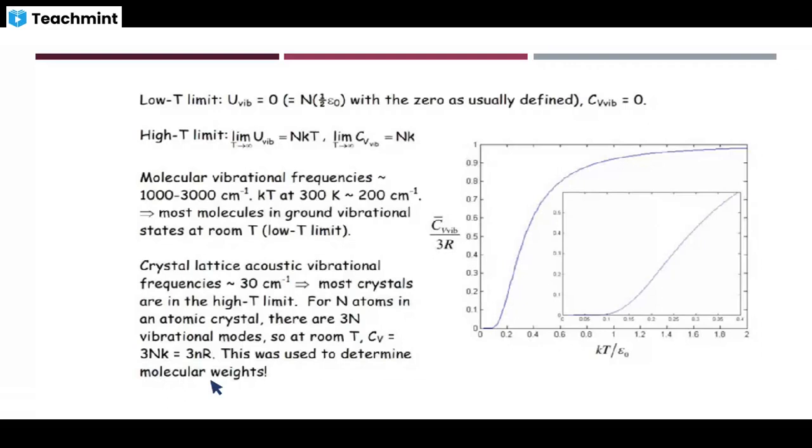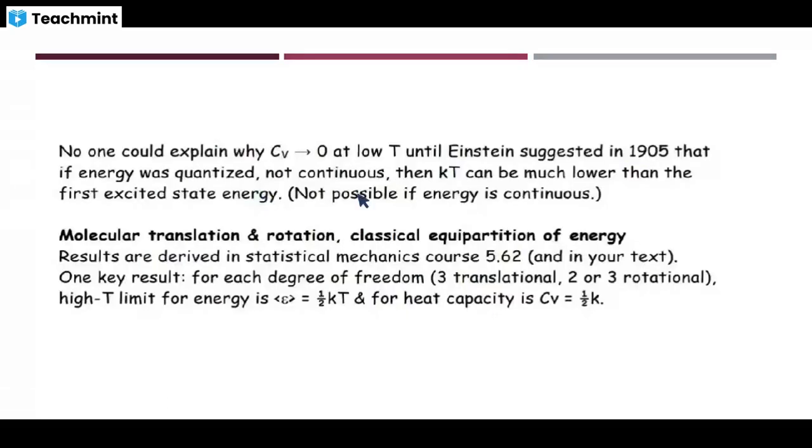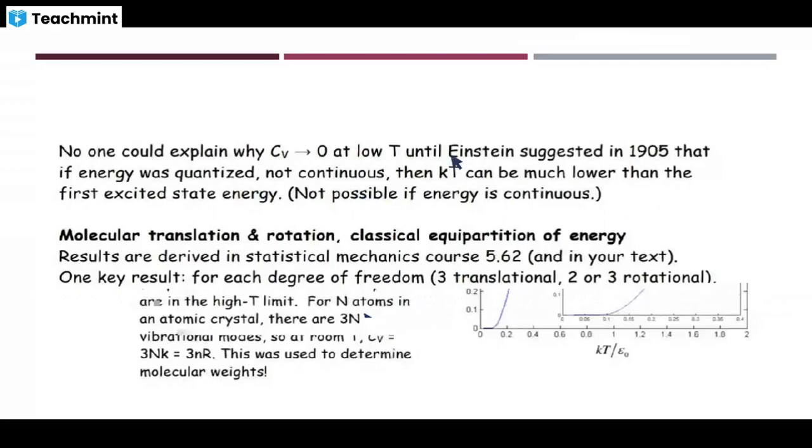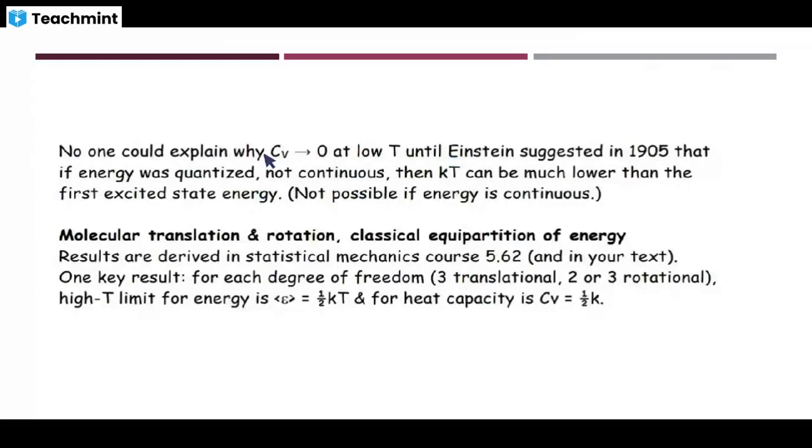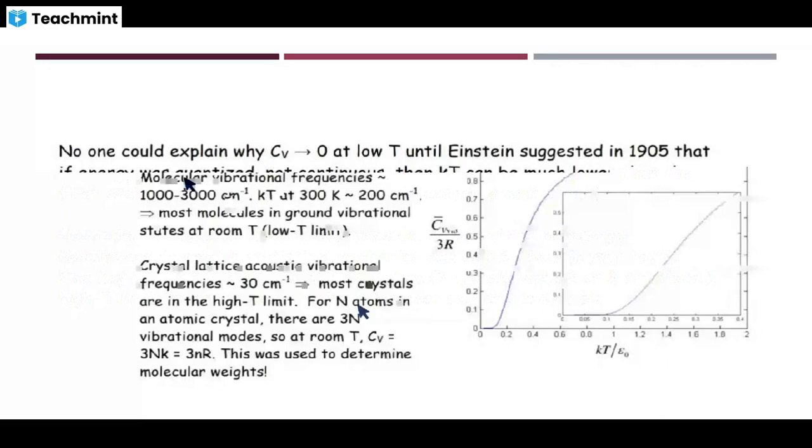No one could explain why Cv equals 0 at low temperature until Einstein suggested in 1905 that if energy was quantized, not continuous, then kT can be much lower than the first excited state. So kT can be much lower than the first excited state, and then Cv tends to 0. This is the explanation provided by Einstein in 1905. This is not possible if energy is continuous.